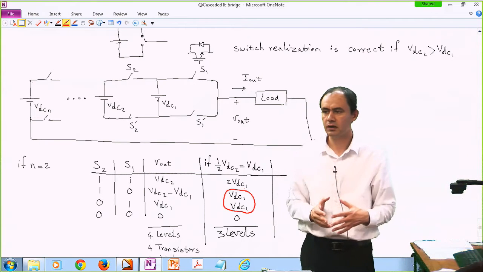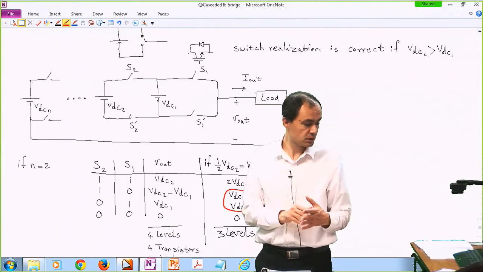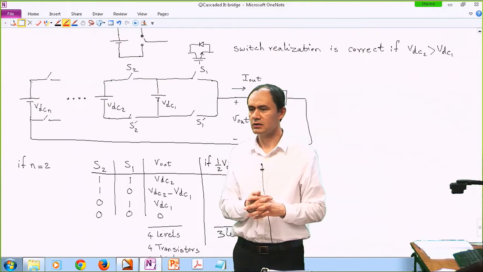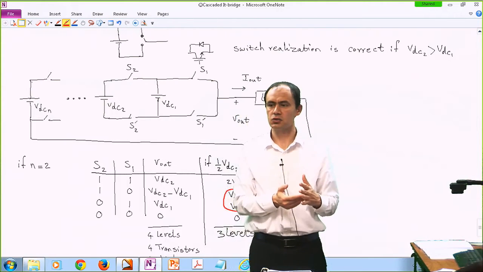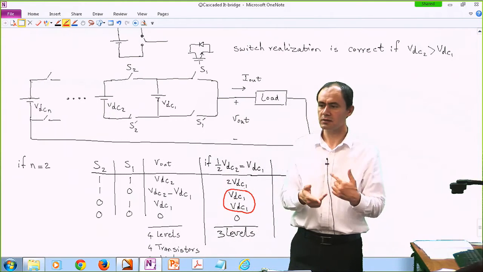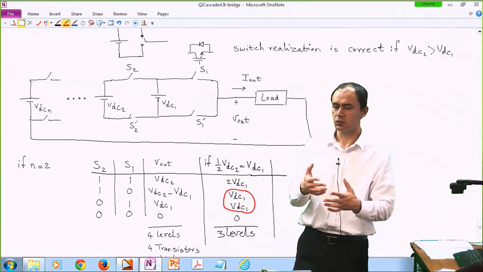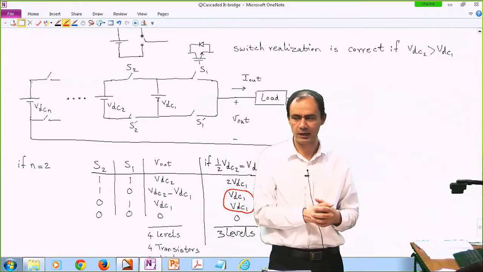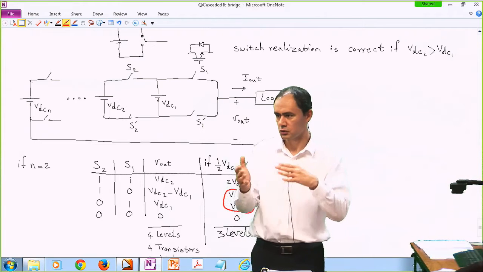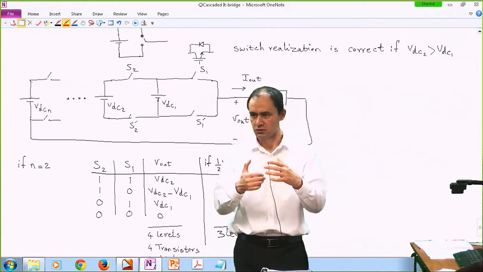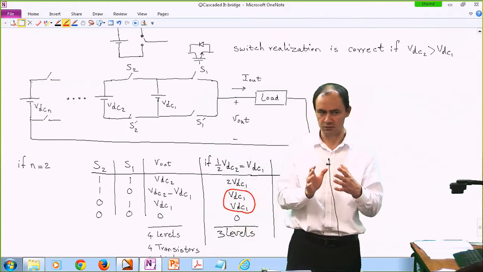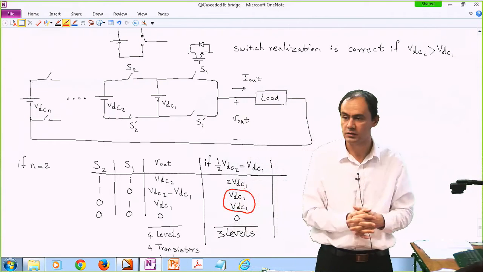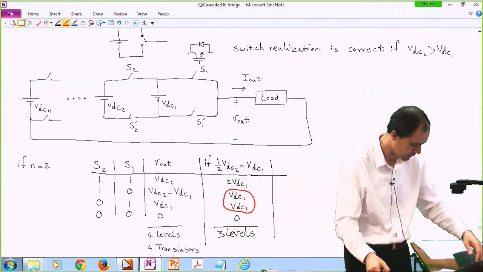Later on, we can argue that if we replace VDC1 with a capacitor, in one of these states this capacitor is getting charged, and in the second state it is getting discharged. So we can always place a capacitor there and not worry about it being totally charged or totally discharged. You can actually balance or regulate the voltage of this capacitor at half of VDC2. So we have some redundancy.